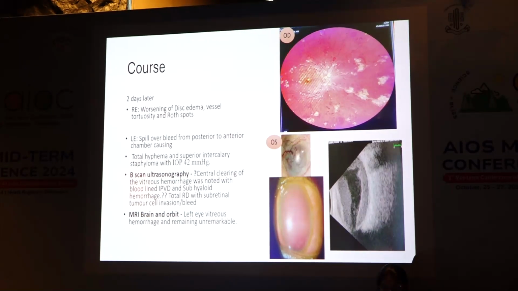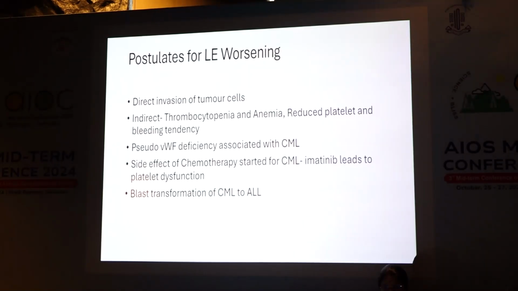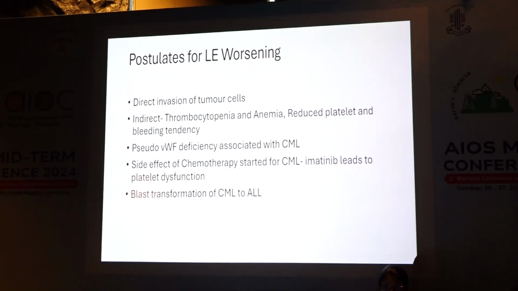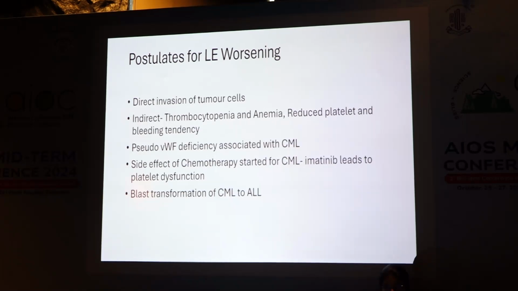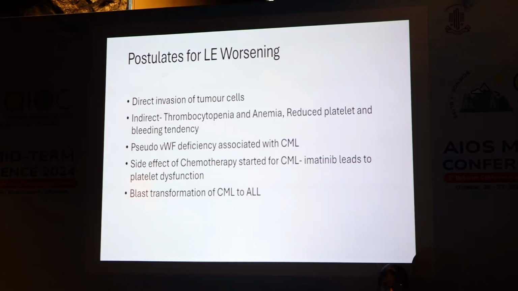We discussed the case with a hemato-oncologist and an ocular oncologist. Several postulates for left eye worsening were placed. Either it was a direct invasion of tumor cells, or indirectly thrombocytopenia, anemia, reduced platelets and bleeding tendency leading to accumulation in the subretinal space. Acquired von Willebrand factor deficiency associated with CML was another. Side effect of chemotherapy, that is imatinib mesylate, is known to be associated with platelet dysfunction. Then blast transformation of CML to ALL or even AML seemed to be the most plausible reason.